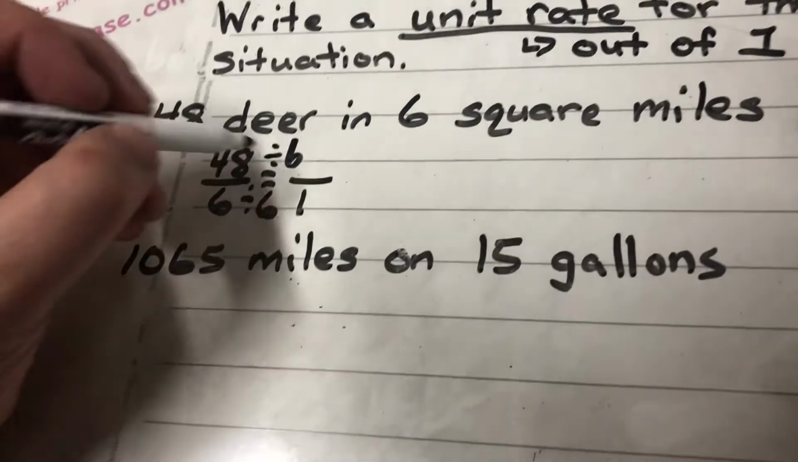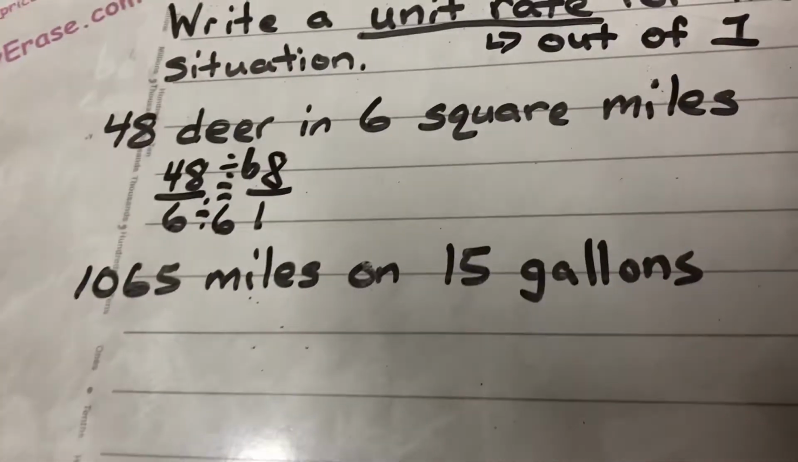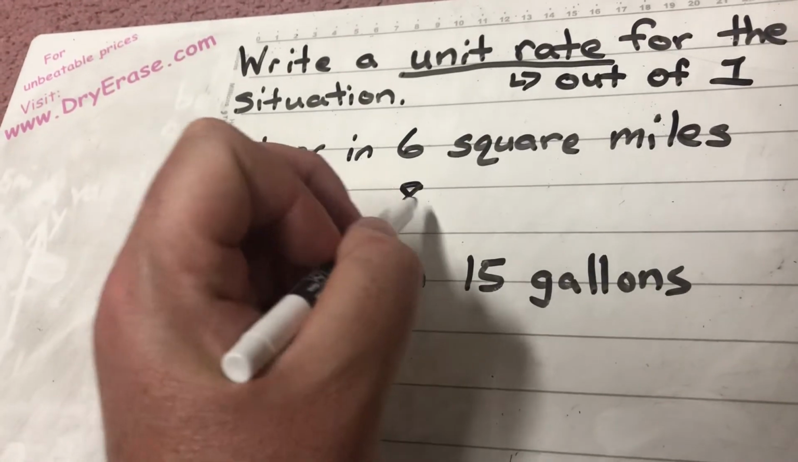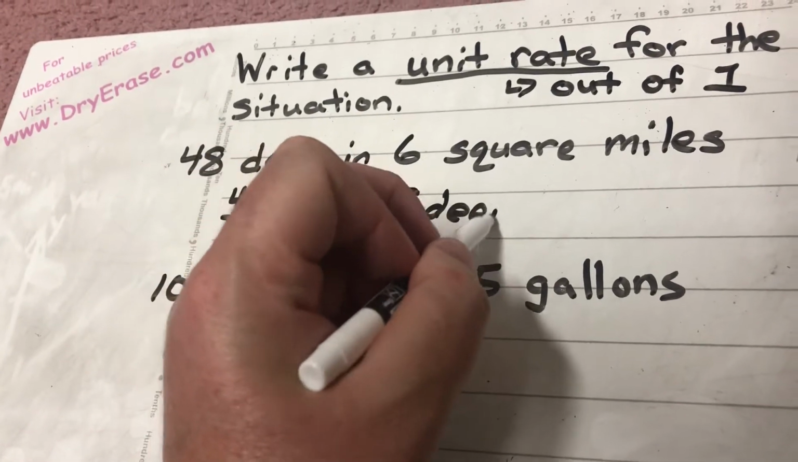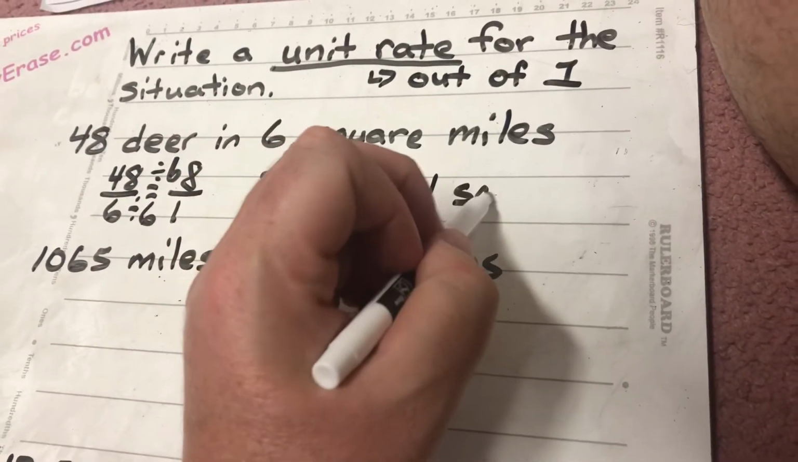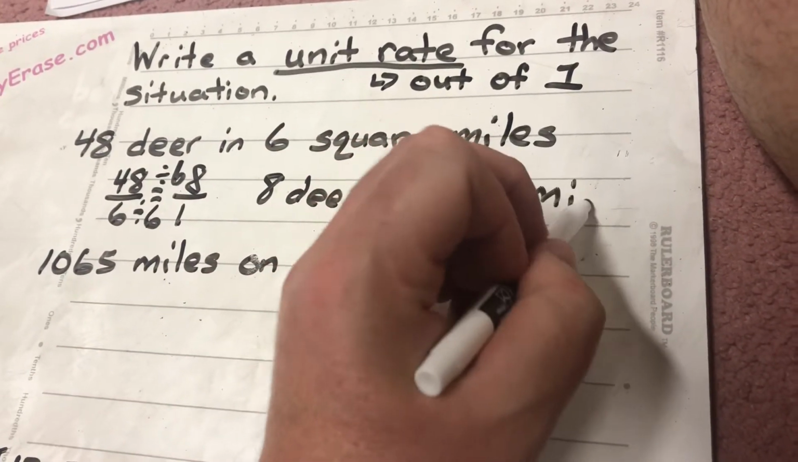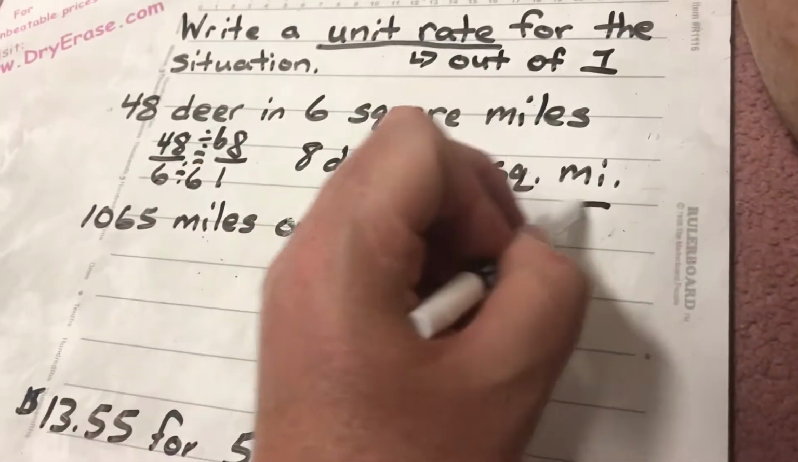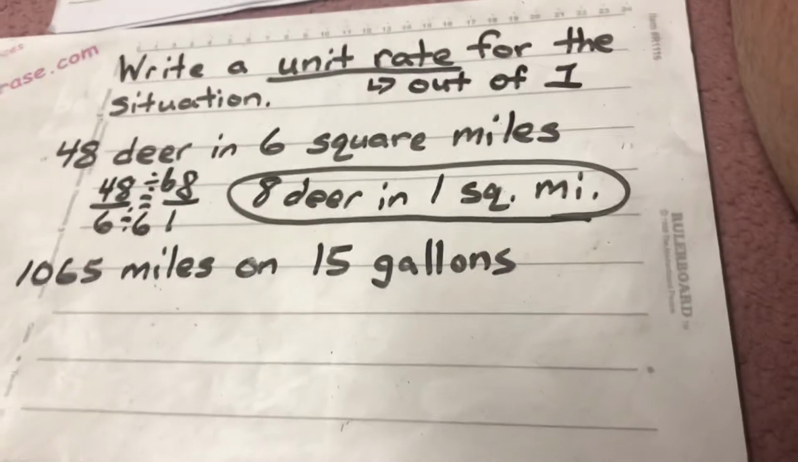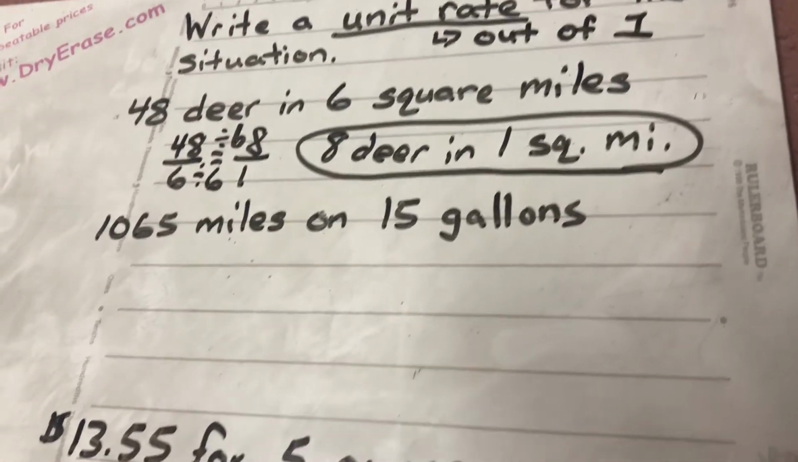And 48 divided by 6 is 8, which tells me that the unit rate is 8 deer in 1 square mile. And this is how I want your final answer written: 8 deer in 1 square mile.